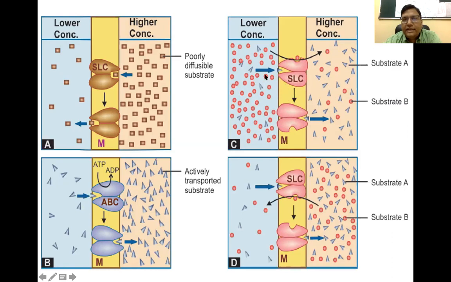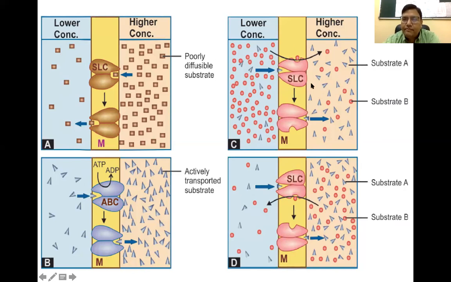So here what we see is that the substrate A is moving from a lower concentration to a higher concentration, there is a requirement of a transport protein, and this movement of substrate A from a lower to higher concentration moves substrate B from its higher concentration along with the substrate A. That means both the substrates are moving in the same direction. That means this is a type of symport.